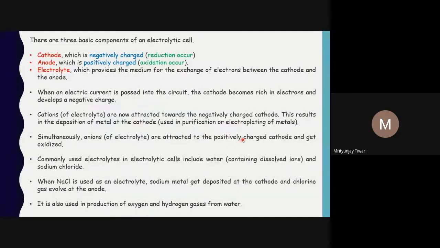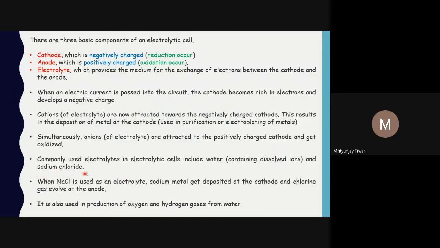First of all, water provides the medium, and without a medium, the aqueous solution that we are using, the cations and anions, would not get separated. They get separated because of their interaction with water, and that is why water is important here. So commonly used electrolytes in electrochemical cells include water containing dissolved ions. Why is water used? To dissolve and separate the ions of the electrolyte.